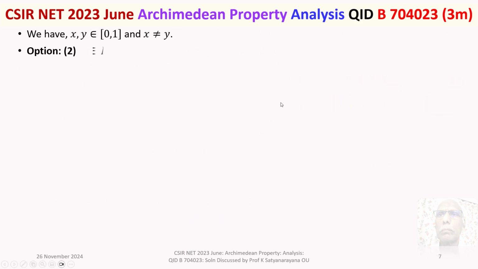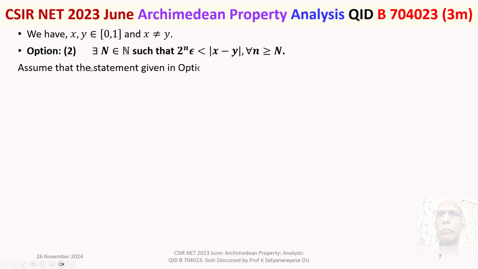Right. We take option 2. There exists a natural number capital N such that 2 power small n epsilon is less than mod of x minus y for all n greater than or equal to capital N. This is not true. So where this fails, let us give a counter situation.